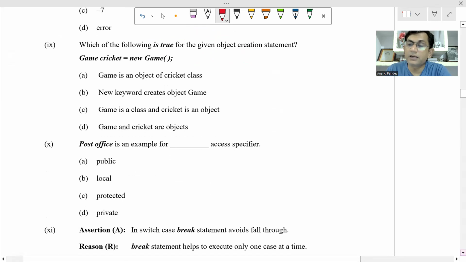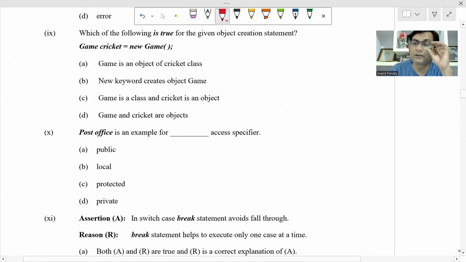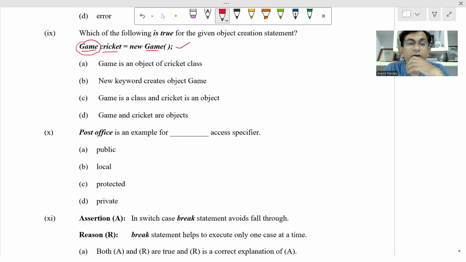During reading time itself, you can calculate if you read the question carefully. Which of the following is true for the given object creation statement? Here, game is the class name and cricket is the name of the object. In this line, we have created an object cricket of which class? Game class. So game is a class and cricket is an object.